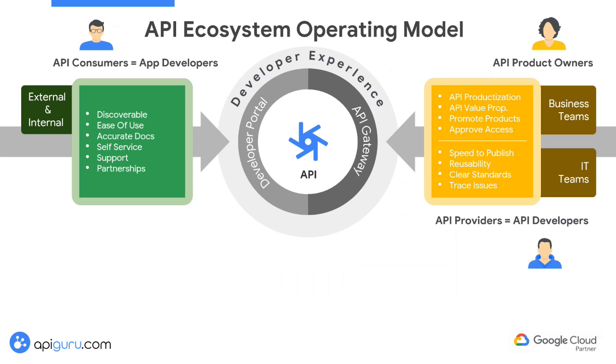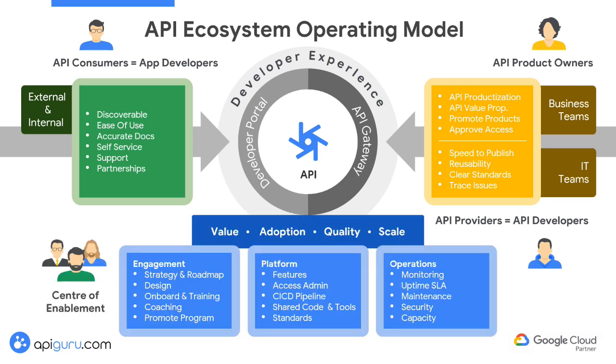This model encompasses an API platform that includes both a developer portal and an API gateway. The API platform is a crucial facilitator for exchanges between API providers and consumers. The API gateway enhances API providers' efficiency by enabling faster publishing, promoting reusability, establishing clear standards, and allowing for effective issue tracing. Meanwhile, the developer portal supports API consumers by offering easy API discovery, user-friendly interfaces, accurate documentation, self-service options, support resources, and partnership opportunities.